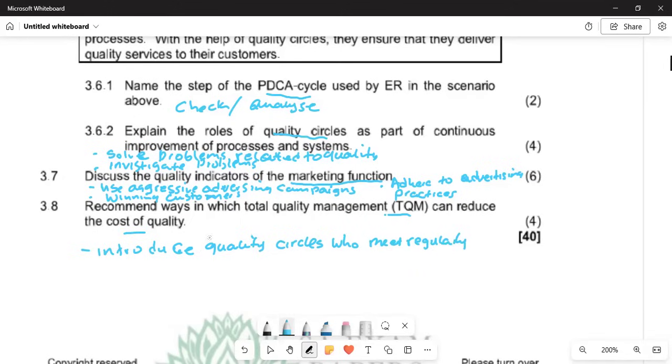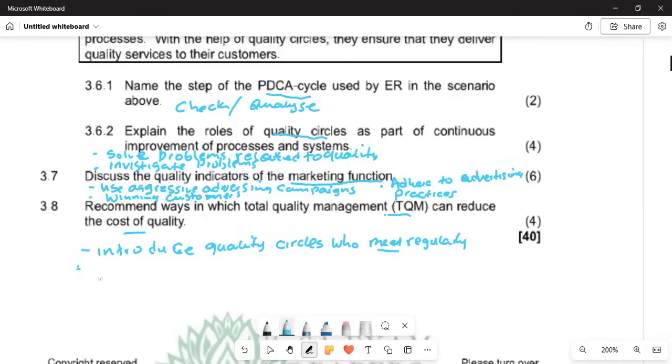to discuss ways of improving quality. Who are going to meet regularly to discuss the ways of what? Improving the quality of their work. So they are going to meet regularly to discuss what? The improvement of the quality of their work. So the quality cycles are very important.